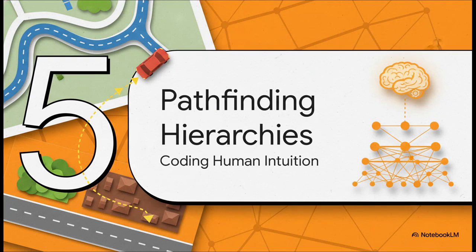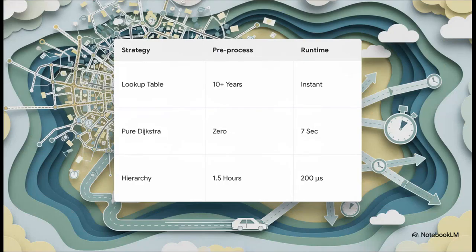Section 5. Tutorial. Pathfinding with hierarchies. When you're out driving, you rely heavily on human intuition. You instinctively know to take winding local roads for just a minute, hop onto a fast, major highway for the bulk of the trip, and then exit onto local roads again right at the end. Algorithms don't naturally know this. So let's look at the ultimate computing dilemma to see how we actually code that intuition into a machine.